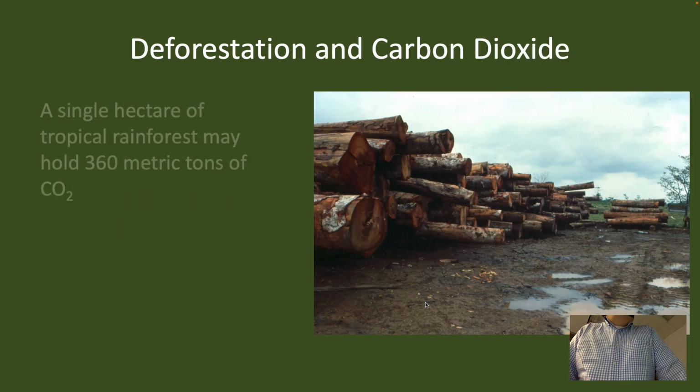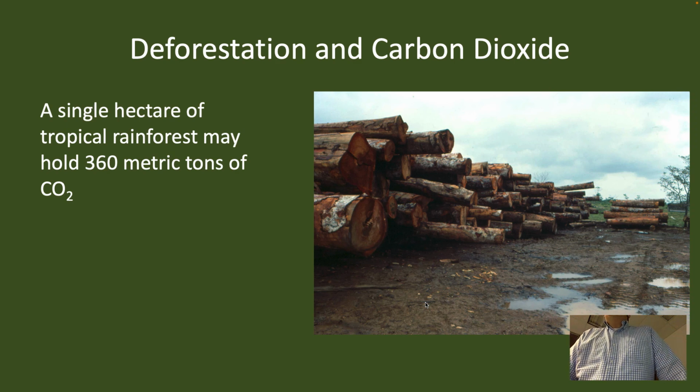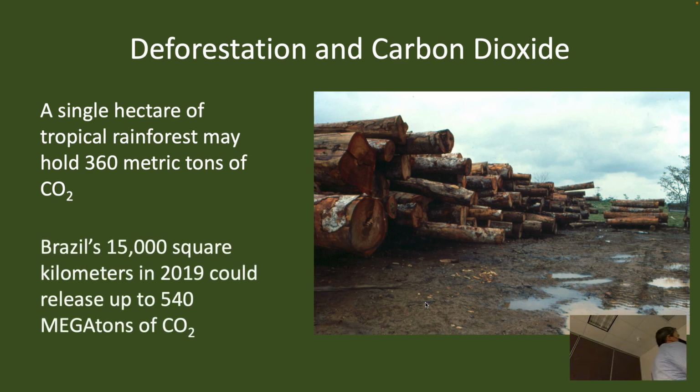And when we think about that deforestation, a single hectare of tropical rainforest, so that's the size of 2 football fields, can hold 360 tons of carbon in the trunks of those trees and in the roots of those trees. 360 tons. So when you look at that area in Brazil, those 15,000 square kilometers that they lost in 2019, that would be 540 megatons of carbon dioxide. Half a gigaton of carbon dioxide released into the atmosphere. So massive amounts of carbon dioxide being released into the atmosphere.